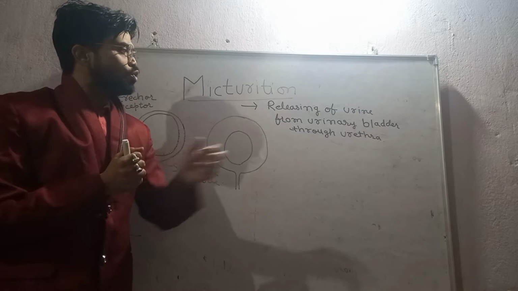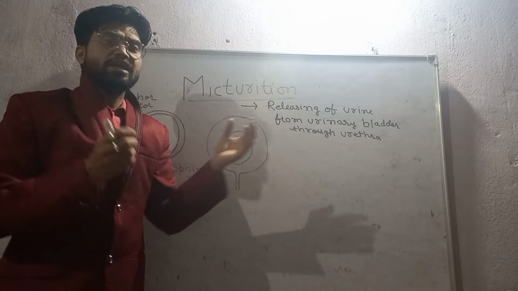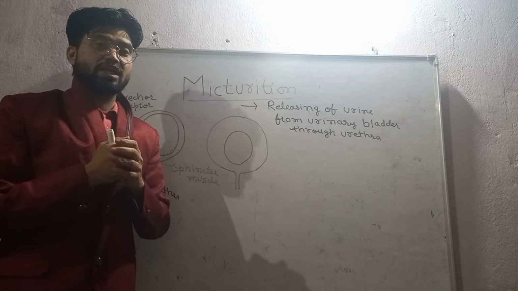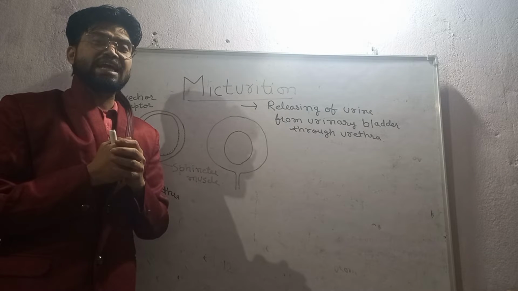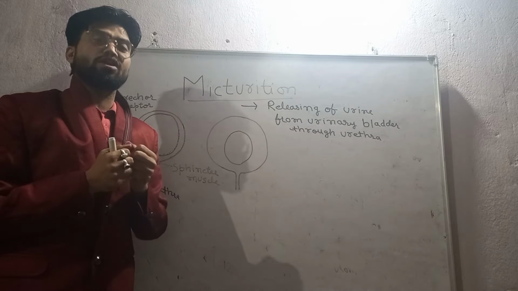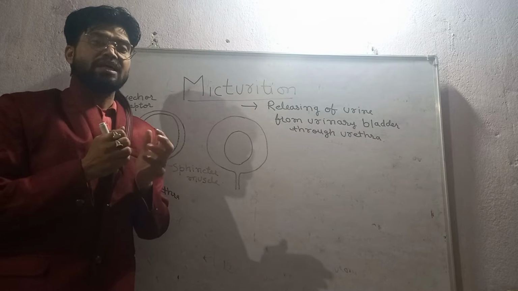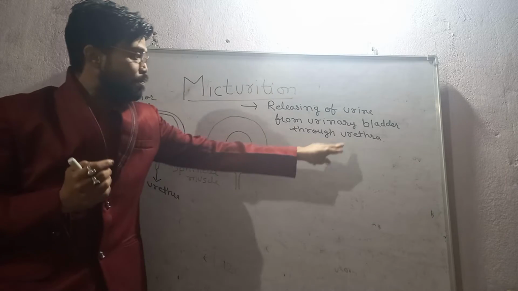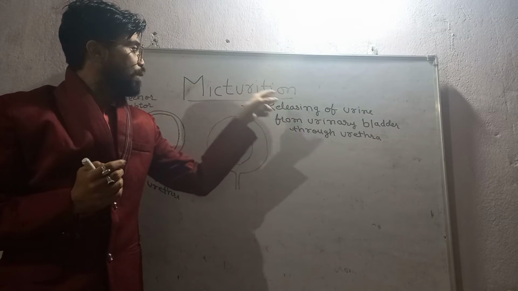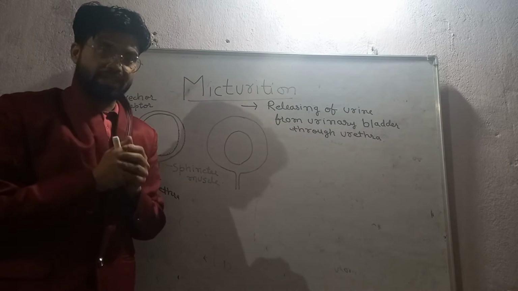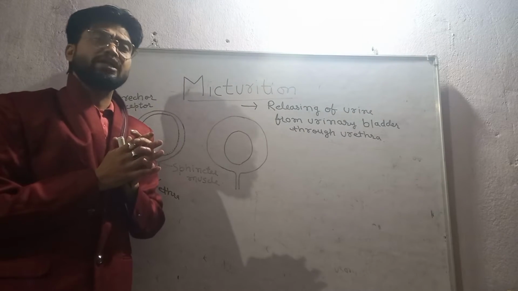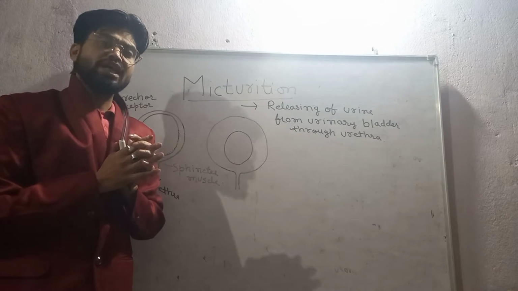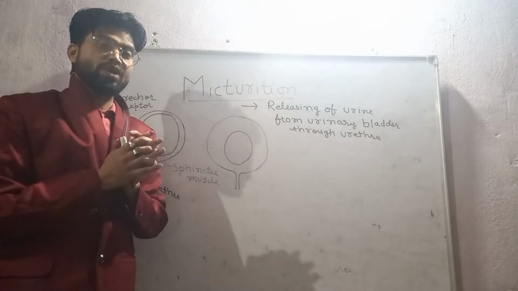As you know, there is a urinary bladder. This urinary bladder is a sac-like or bag-like structure, and it stores urine for some time. After some time, it will be excreted to the outside with the help of the urethra, and this phenomenon is known as micturition. Micturition is also known as urination.